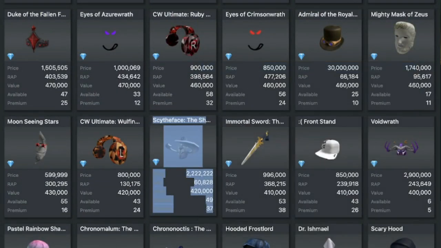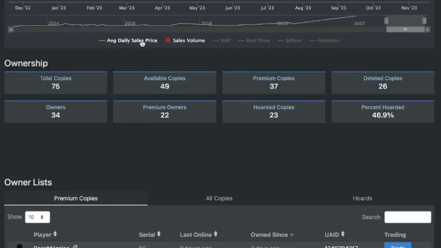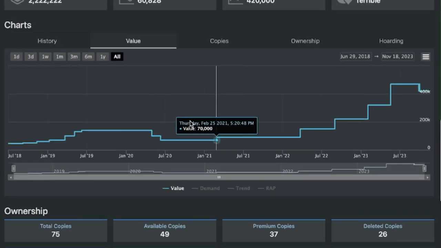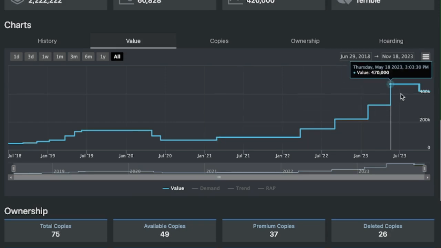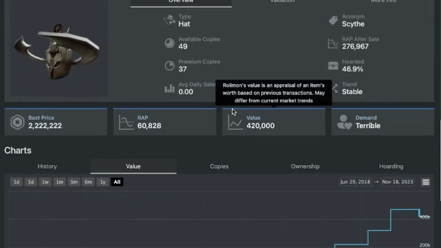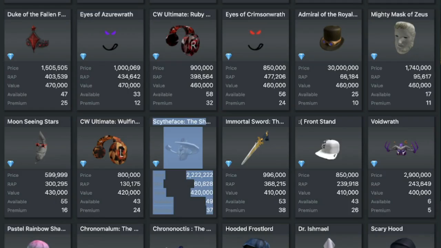which is why some of these rares can do very good. So for example, if we go to Scythe Face, if you look at its graph real quick, you can see that this rare has done very well in the past, and a lot of these rares did very well. An example from like 2021 started at 70k and went all the way up to 470 within the course of around 2 years. As you can see, this item gave people a lot of profit. So rare trading is one of the trading types I will be talking about in a future trading guide video, but this is an example of how rares can do very well.